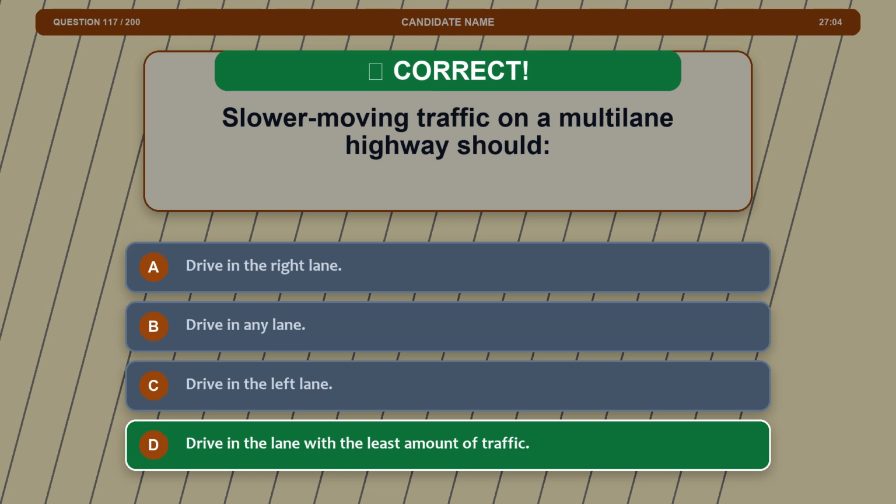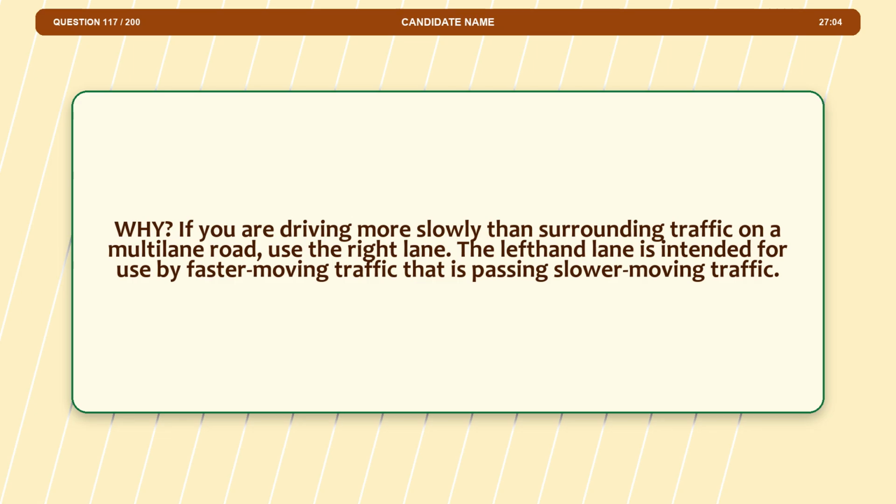The correct answer is option D, drive in the lane with the least amount of traffic. Explanation: if you are driving more slowly than surrounding traffic on a multi-lane road, use the right lane. The left-hand lane is intended for use by fast-moving traffic that is passing slower-moving traffic.